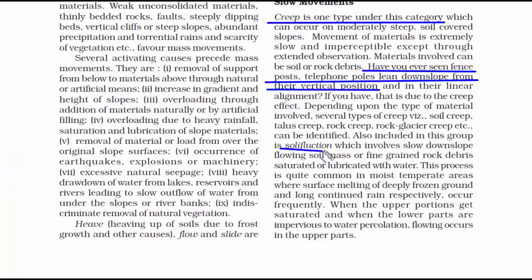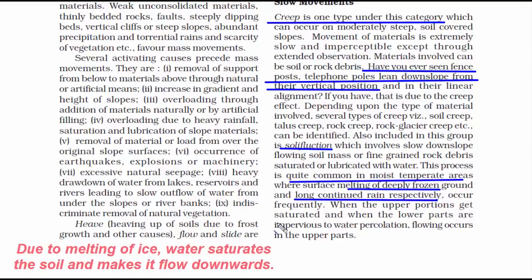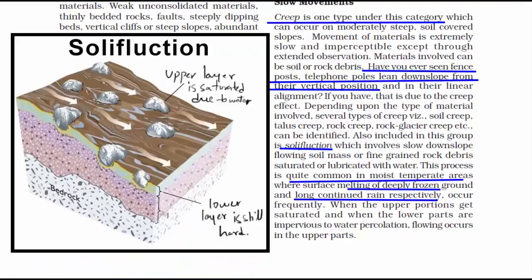Another such movement under slow mass movement is called solifluction. It is a slow downhill flow of soil in Arctic regions. This process is quite common in moist temperate areas where waterlogging of sediments occurs due to long continued rain or glacier formation. In this process, the upper portion of the soil gets saturated with water and the lower part does not get any water. And then because of gravity and downslope, the top soil breaks from the lower part and moves ahead. This process is called solifluction.